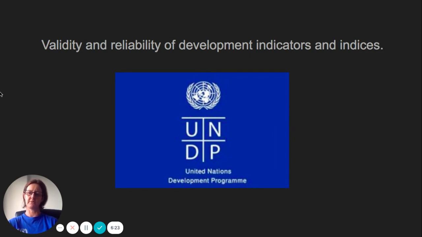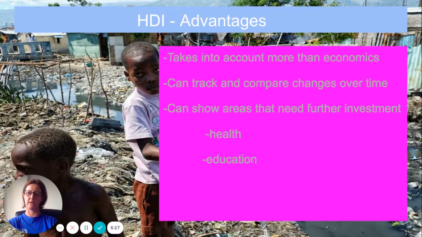So we'll look at some of the positives of the Human Development Index and some of the limitations as well of this. Okay, so if I look at the advantages, I can say, well, it takes into account more than economics, which is what we were using previously. It can track a country over time, and that's both improvements, and as you saw with 3 of the 4 bottom ones, they had negative changes over a period of time. All right, so it can also show us areas that we need to invest in.